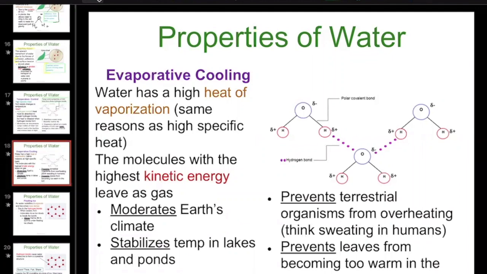Properties of water, we are now talking about evaporative cooling. Water has a high heat of vaporization, for the same reasons that it has a high specific heat, because of the hydrogen bonding. The molecules with the highest kinetic energy leave as gas, and that gas takes heat with it. The best example I can give you is when on a hot day you are sweating, and the sweating puts water on the surface of your skin, and that water will evaporate from the surface of your skin, and when it leaves as gas, it takes with it some heat.